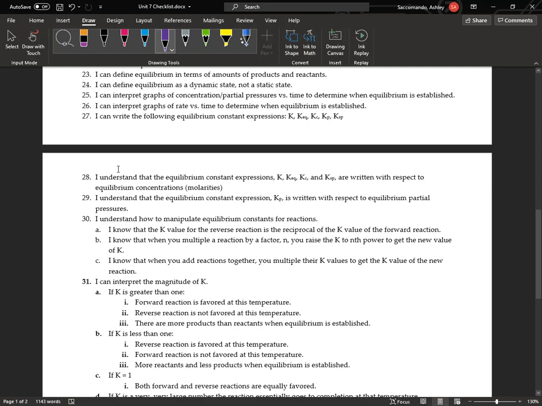Okay. Understand the equilibrium expressions. Remember that if you're writing out a partial pressure one, use partial pressure notation. If you're writing out one for concentration, use concentration.